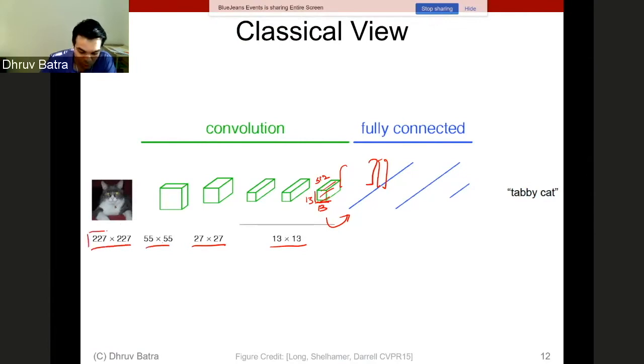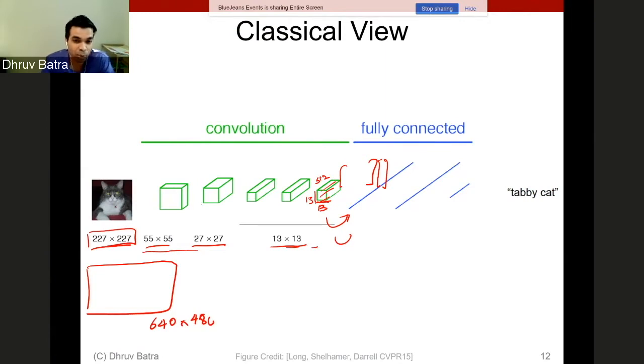So if we're locked into this resolution of the image, and I had a larger image, which was 640 by 480, I simply cannot get past this transition. Convolutions, by the way, accept input at test time of different sizes. Convolutions are fine, but it's this transition that's locking us into a size. Fully connected layers do not work with that.